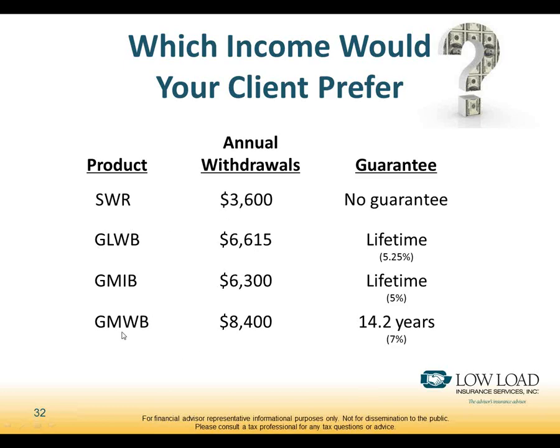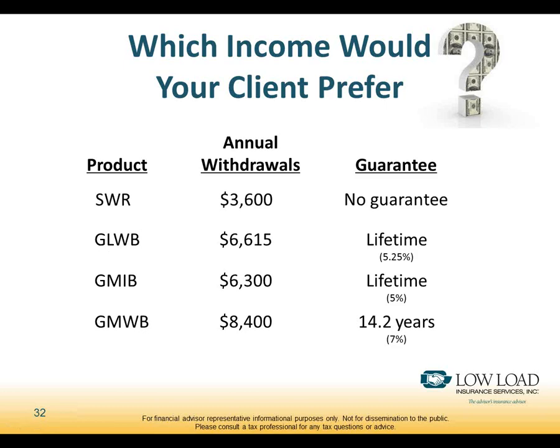And if by chance the client had the guaranteed minimum withdrawal benefit, he would be able to withdraw the $8,400. And remember, he's going to be able to do that for 14.2 years, giving him $120,000 worth of income. Now, if this was proposed to clients, which option would you prefer? They're probably going to prefer one of the options with the income rider.